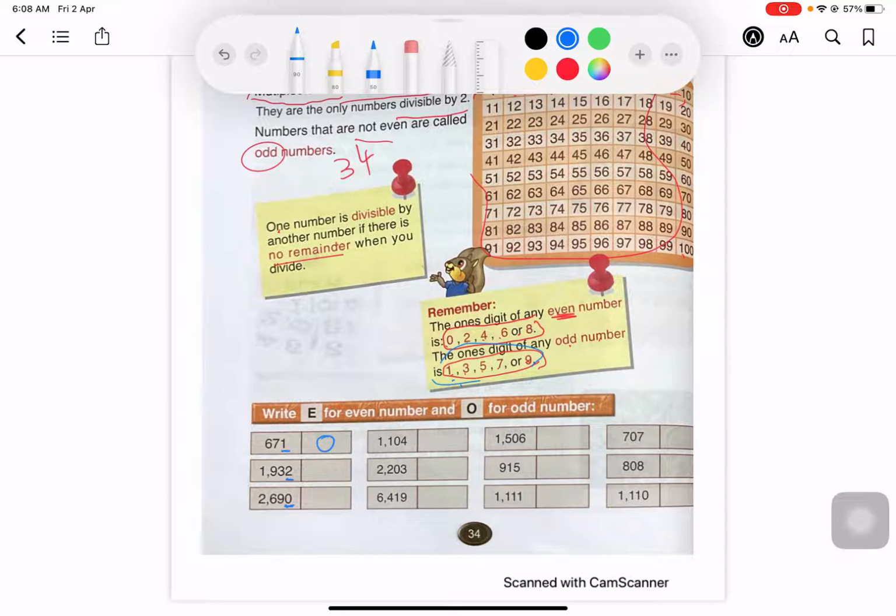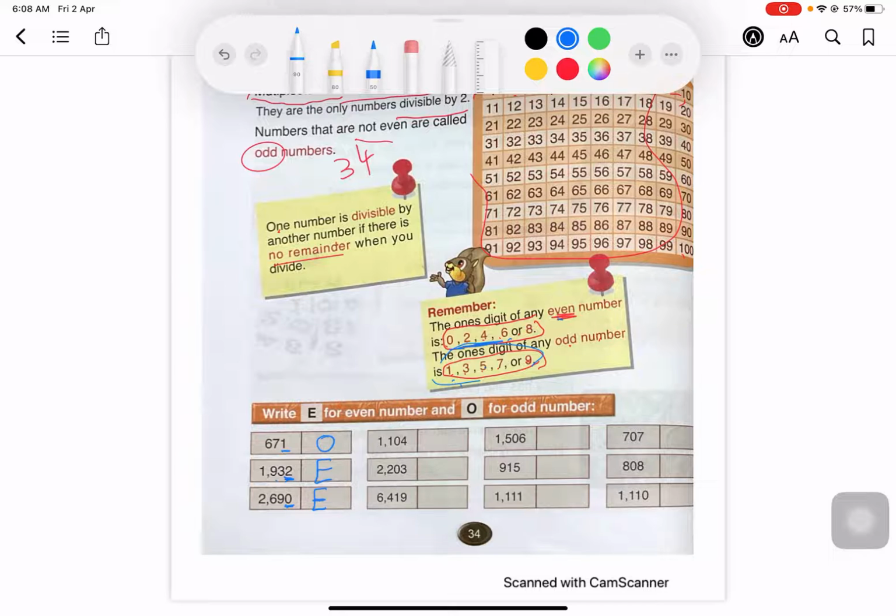Now let's go to 1932. Look at the ones place. You have 2. And 2 is in which group? It's in the even numbers. So I will write what? E. Now let's go to this one. Look at the ones place. It has 0 in the ones place. Again, 0 is in which group? Yes, it's an even number.